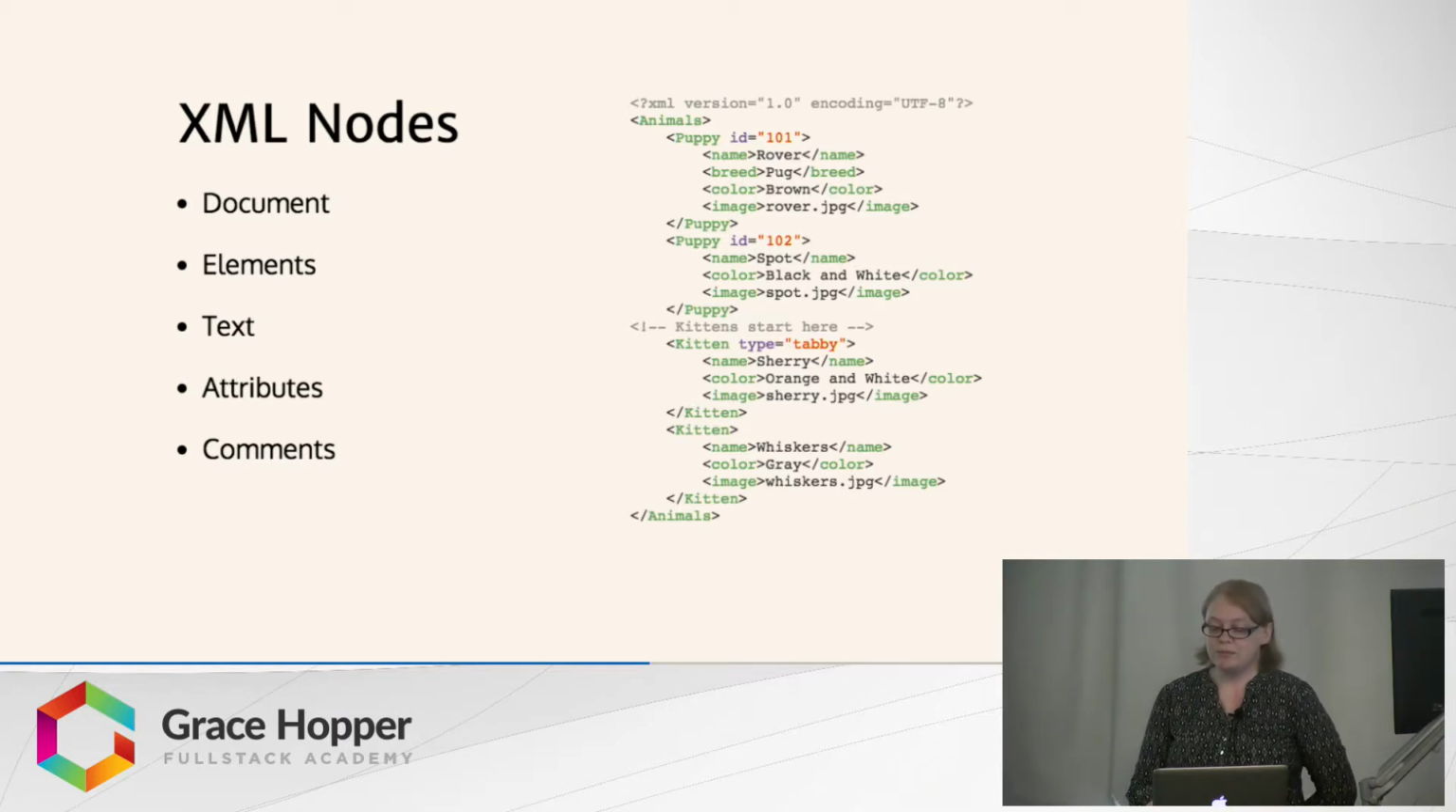Text within the elements, like Rover and Spot, are text nodes. Elements like name and color are element nodes. Attributes like ID and type are attribute nodes. And the comment, kittens start here, is a comment node. Root, parent, child, and sibling relationships mentioned earlier still apply.